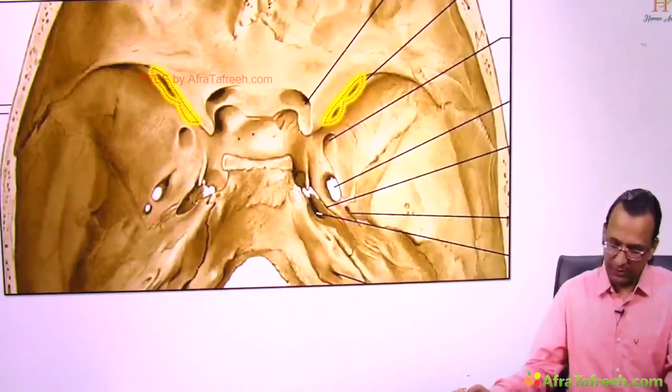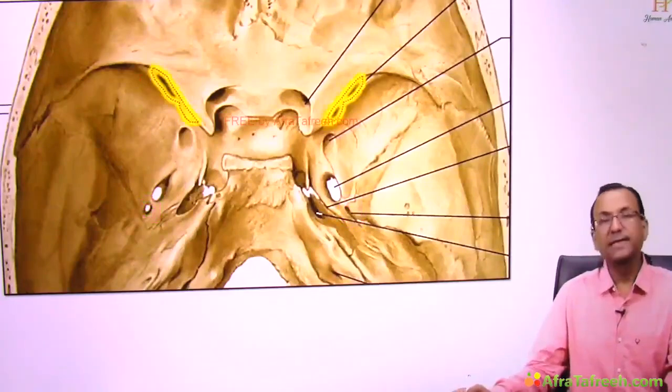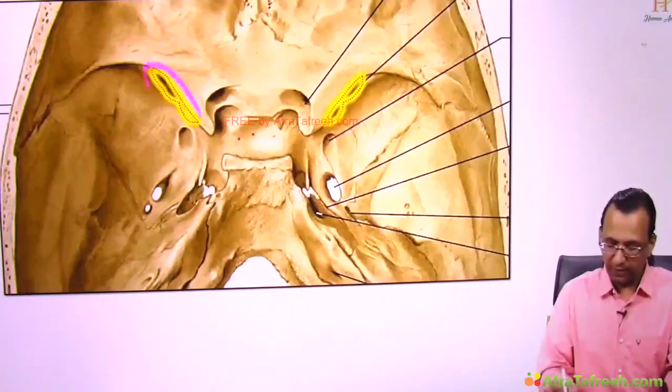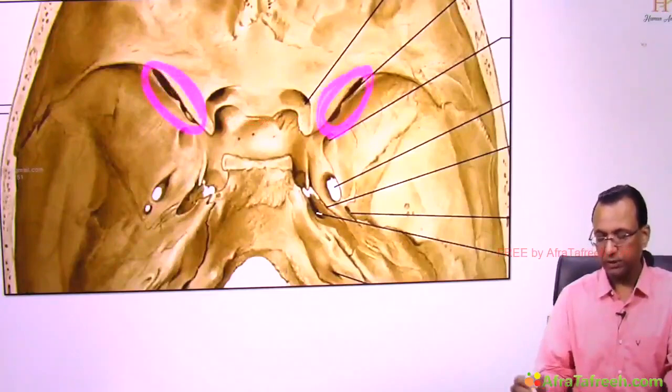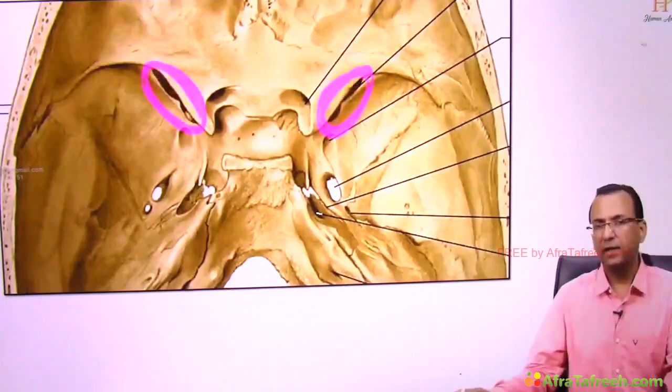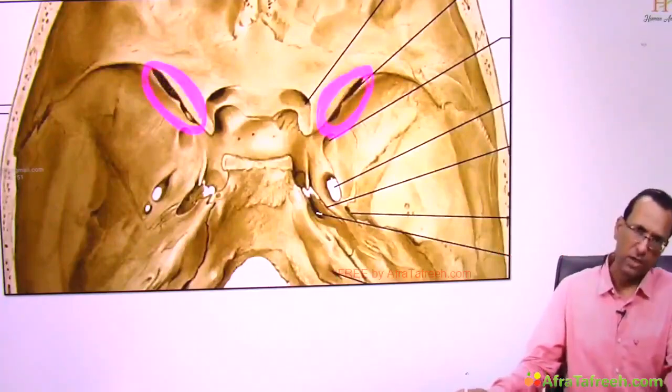Can you tell me what is this? This is the gap between the lesser wing and greater wing. Are you talking about the superior orbital fissure? Yes, the superior orbital fissure. It is a gap between the lesser wing and greater wing. Some nerves are passing, veins are passing. We have to discuss them.